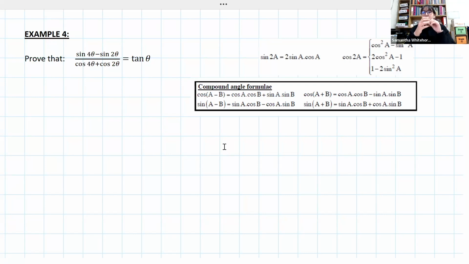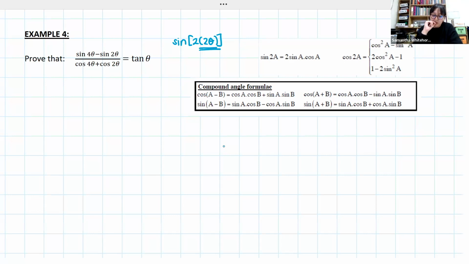Now, guys, what I want you to take note of is that sine 4 theta and cos 4 theta are double angles, because remember 2 times 2 theta would give me 4 theta. It's a double angle of a double angle. For example, sine 4 theta could be written as sine of 2 times 2 theta. That's a double angle. But remember, 2 theta is also a double angle. So there's quite a few double angle situations we need to be mindful of here. So just bear that in mind.